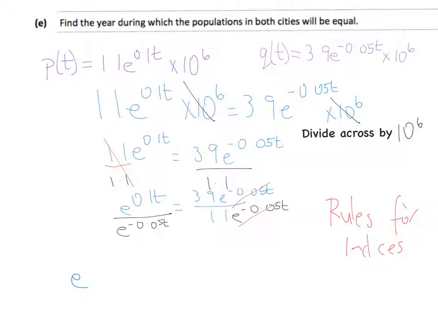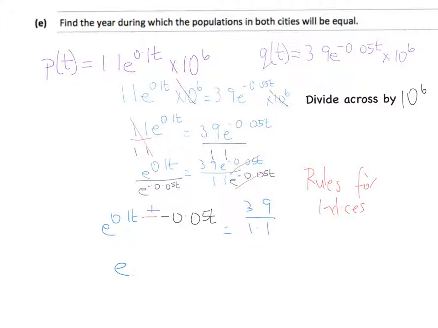So that's going to give me e to the power of 0.1t, and I'm subtracting the powers, that's minus, and that's minus 0.05t, which is equal to 3.9 divided by 1.1. Okay, now minus by minus we know is a plus. Let's write a little plus sign over the two of those. So that's going to give me e^(0.1+0.05), so that's e^(0.15t) is equal to 3.9 divided by 1.1.